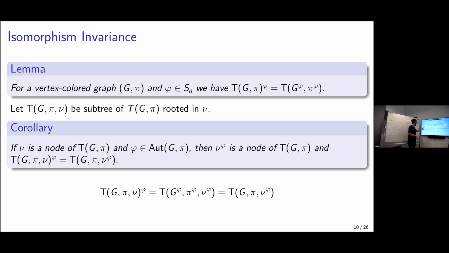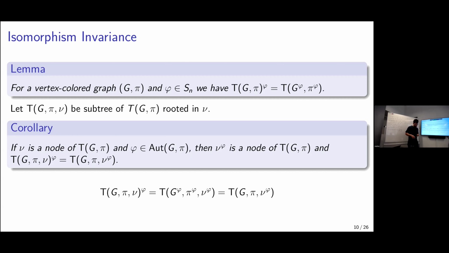Now, if nu is a node of the tree and we choose an automorphism of the graph, then actually nu permuted by phi is also a node of the graph. Now, why does this hold? Again, because it holds for refinement and self-selector. Or you can also see this from this lemma up here.